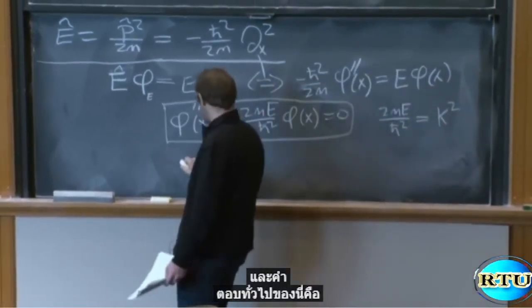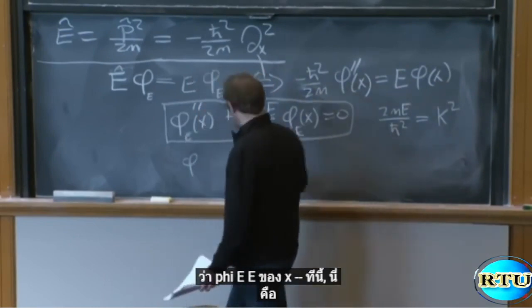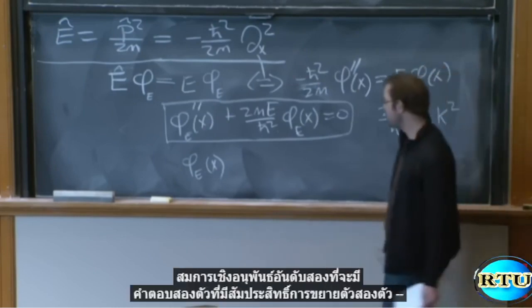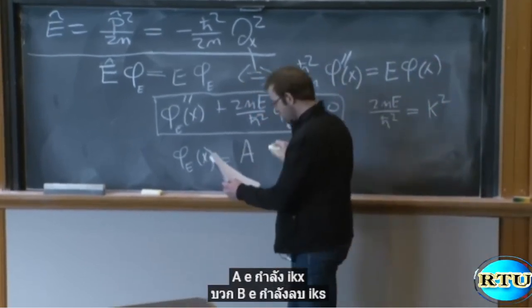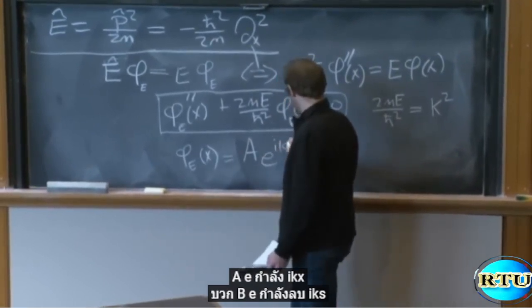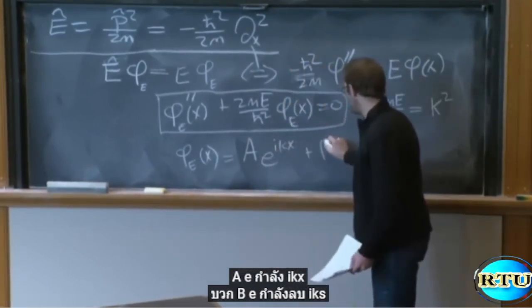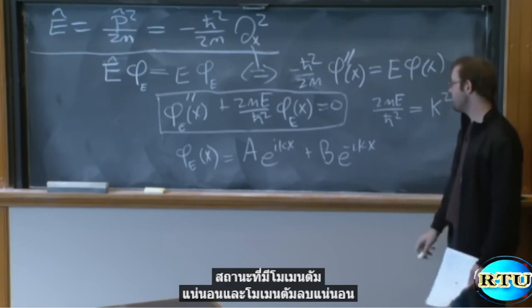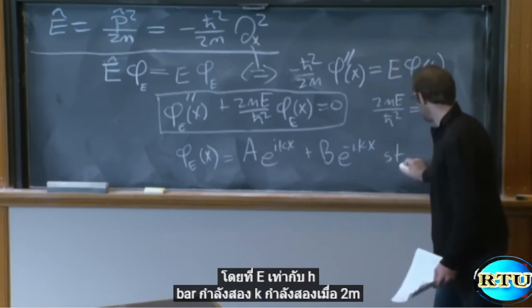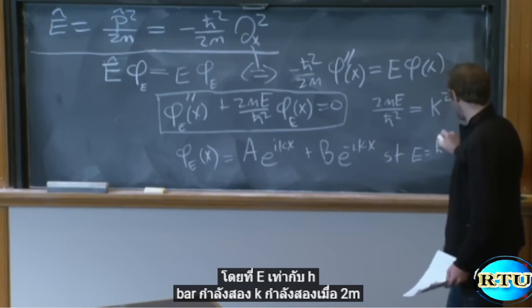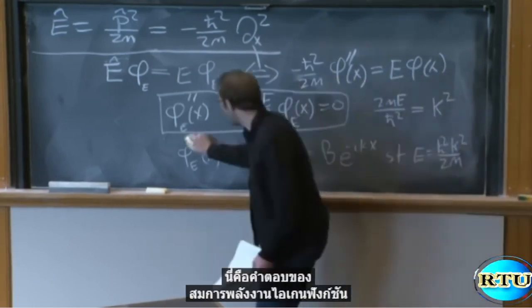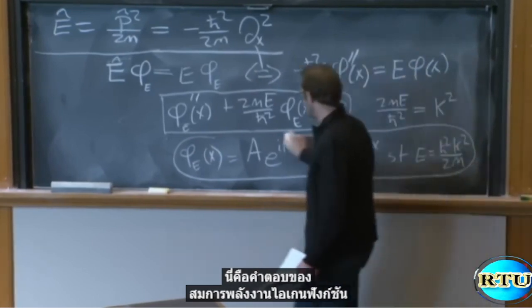And the general solution of this is that phi E of x, well, this is a second order differential equation. It will have two solutions with two expansion coefficients, A e to the ikx plus B e to the minus ikx. A state with definite momentum and definite negative momentum, such that E is equal to h bar squared k squared upon 2m. And we get that just from this. OK? So this is the solution of the energy eigenfunction equation.